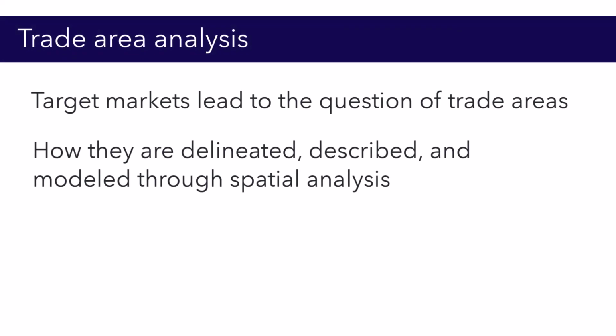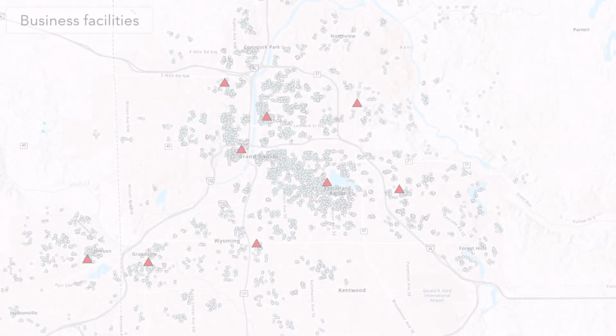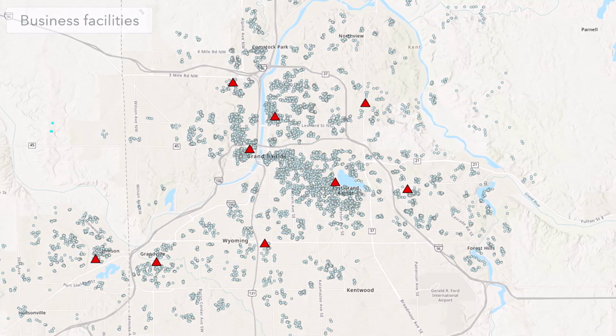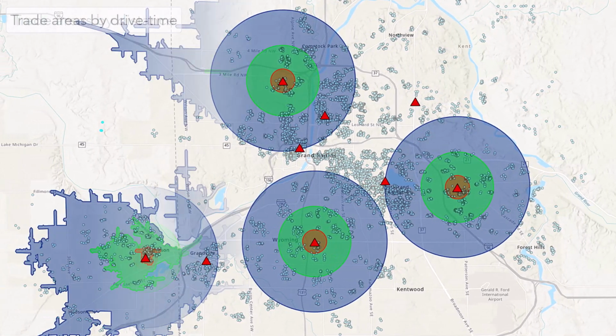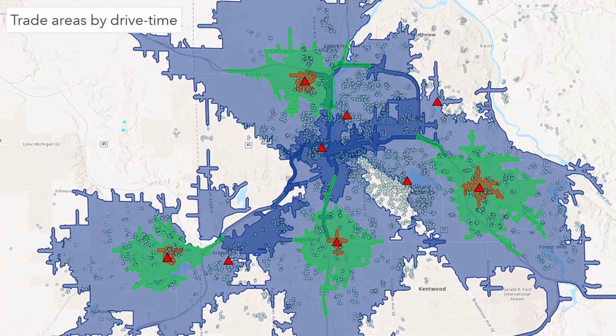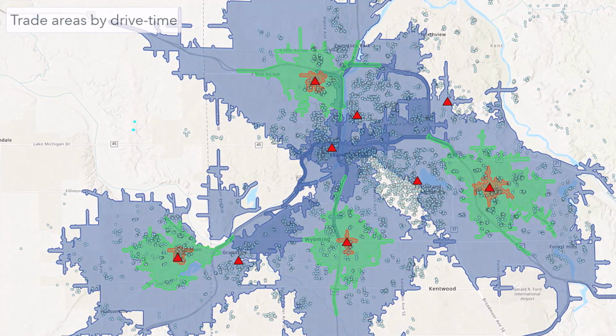Target markets, in turn, lead to the question of trade areas and how they can be delineated, described, and modeled using spatial analysis. In the context of business geography, trade areas define specific market segmentation areas and help businesses better understand the existing or potential customer base.